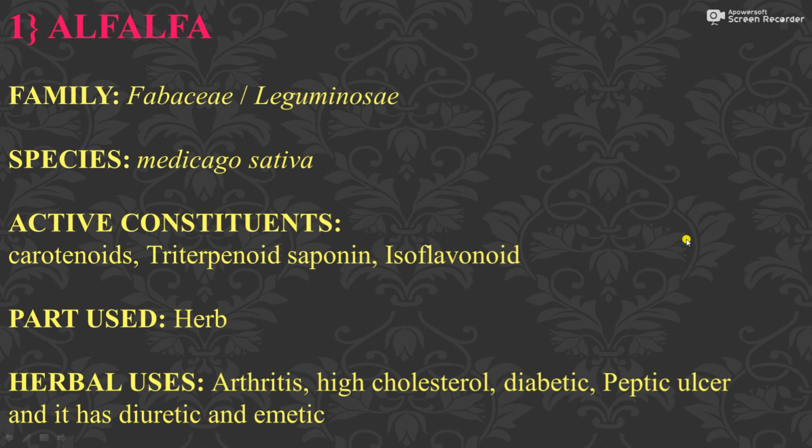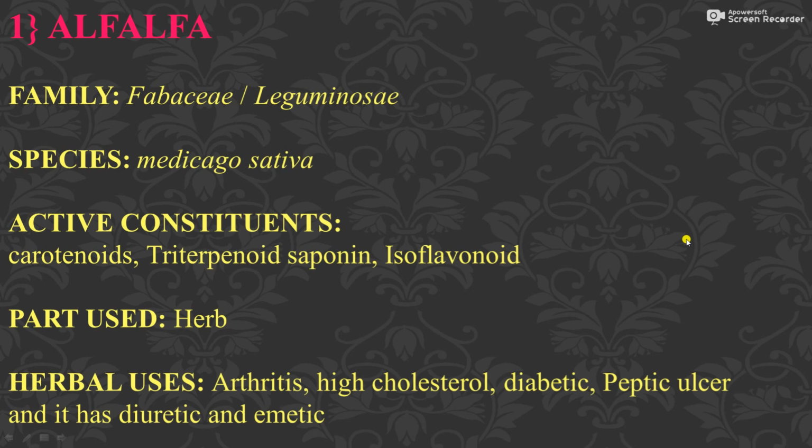The family of alfalfa is Fabaceae or Leguminosae. The species is Medicago sativa. Active constituents in alfalfa are carotenoids, triterpenoids, saponin and isoflavonoid. The part used is the herb, and the herbal uses of alfalfa are arthritis, high cholesterol, diabetes, peptic ulcer, and it has diuretic and emetic use.